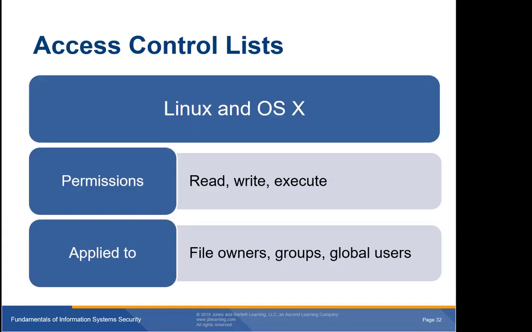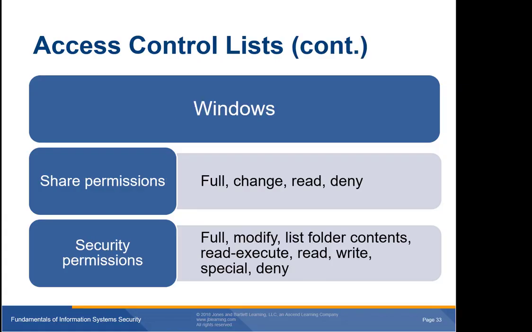Most operating systems provide several options to associate lists or permissions with objects. These lists are called access control lists. Different operating systems provide different access control list options. For example, Linux and OS X have read, write, and execute permissions. These can be applied to file owners, groups, or global users. Windows has both share permissions and security permissions, both of which enable access control lists to define access rules. Share permissions are used to access resources over a network share. Security permissions are used to access resources when the user is logged on locally. Some Windows permissions include the following. When you have share permissions, you have full, change, read, and deny.